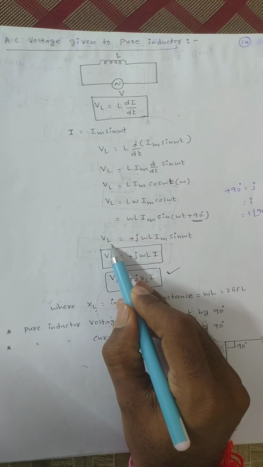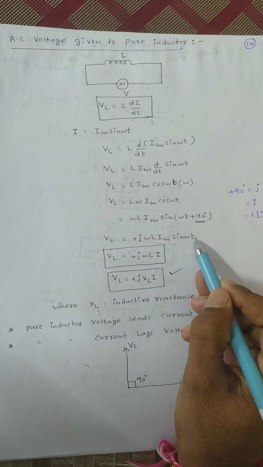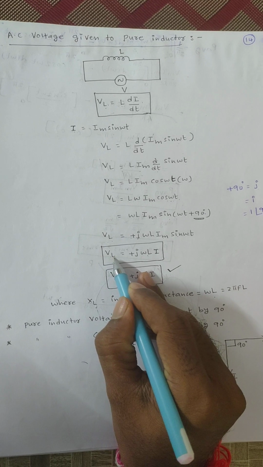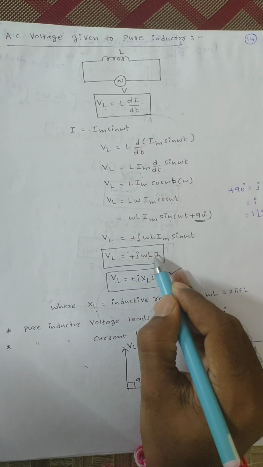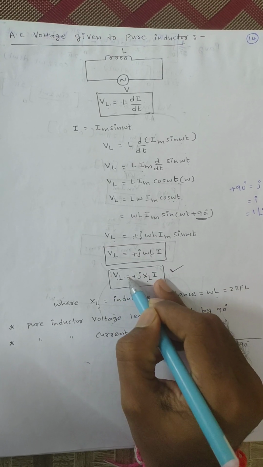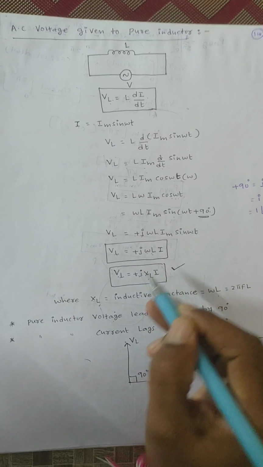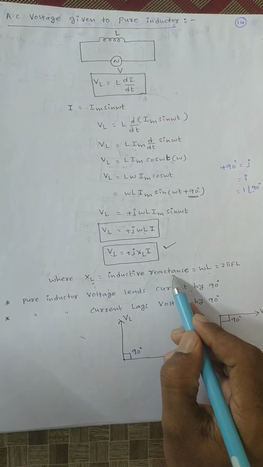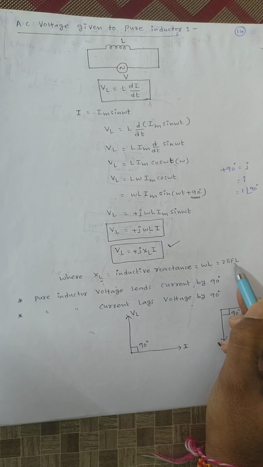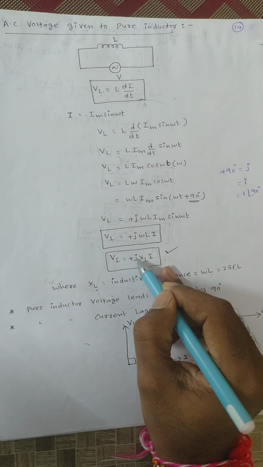That is, the voltage across the inductor is plus j into omega L into Im sin omega t. Im sin omega t is nothing but the i value, right? That is, the voltage across the inductor VL is equal to plus j into i into omega L, which is nothing but XL into i, where XL is the inductive reactance, that is equal to omega L, that is equal to 2 pi f L.